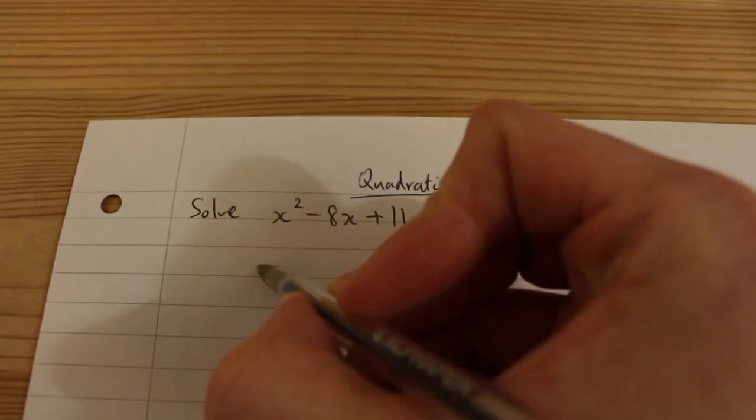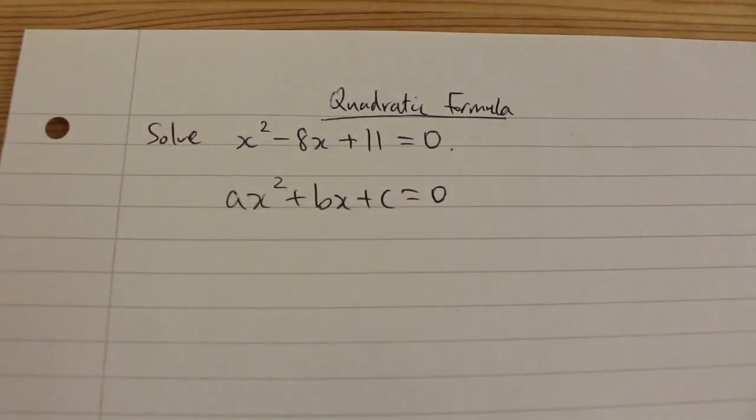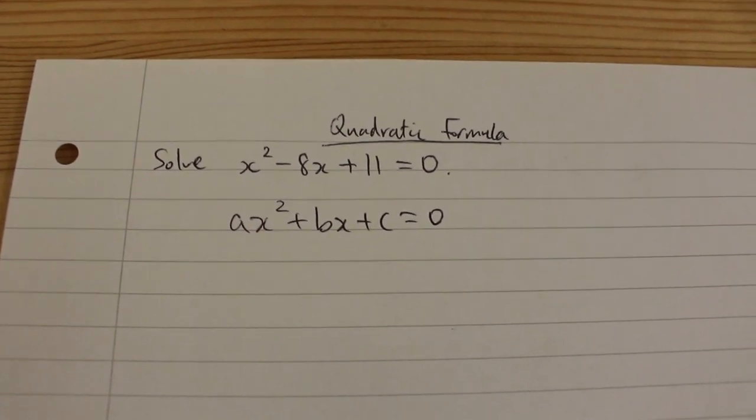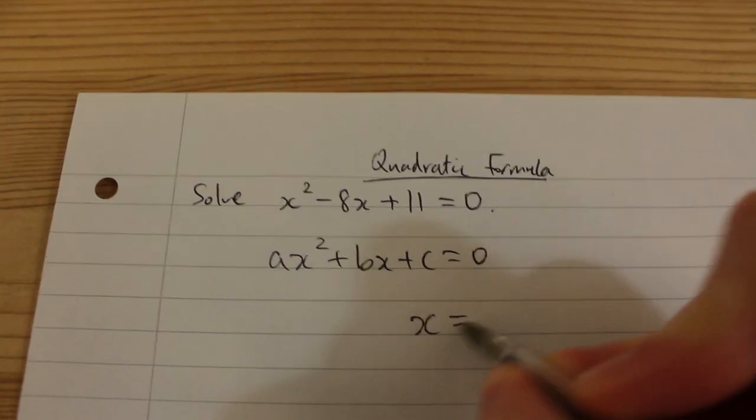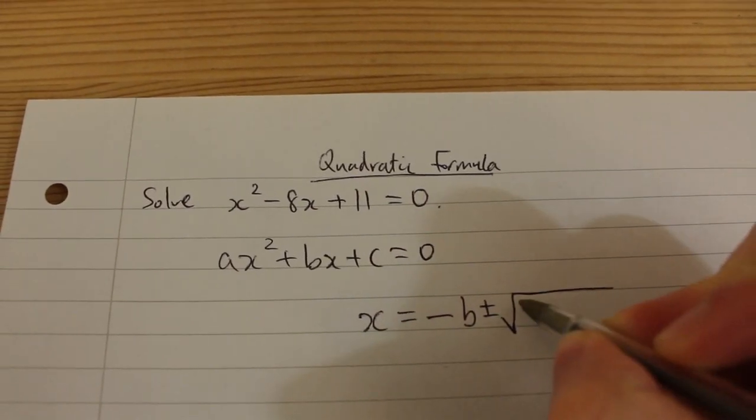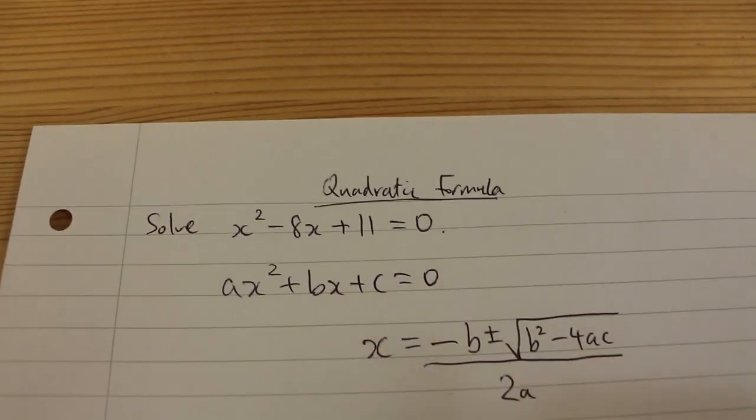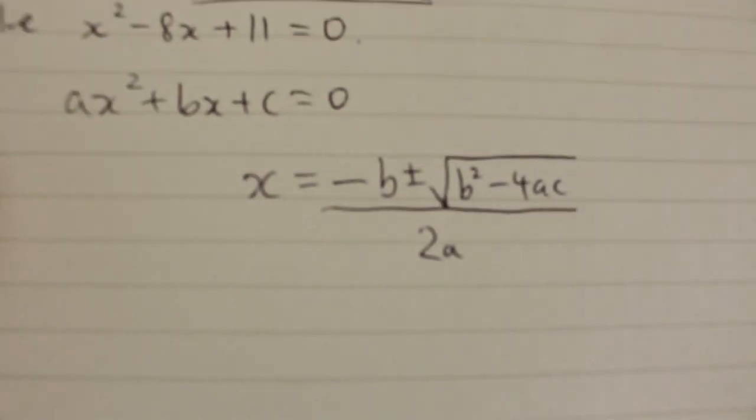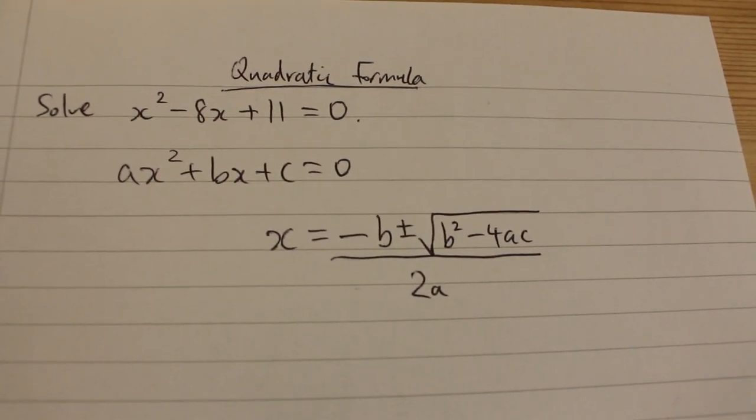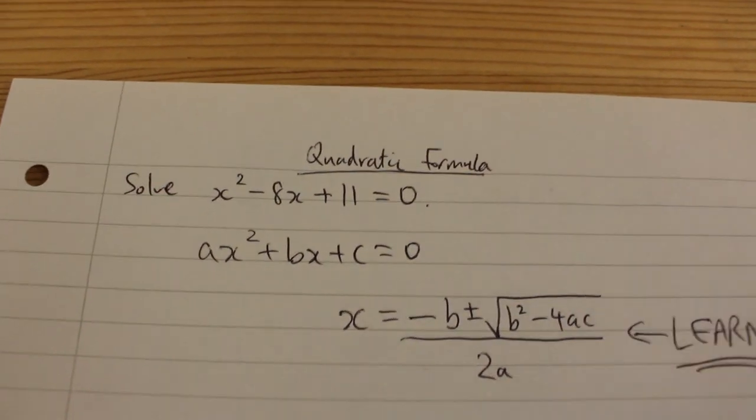So in general, in order to solve an equation in the form ax squared plus bx plus c equals 0, where a, b and c are just numbers that we know, the solution is always given by the formula x equals minus b plus or minus the square root of all of b squared minus 4ac, all over 2a. So this is what's called the quadratic formula. And this is a formula that you have to know for the exam. So it's really important that you learn this formula.